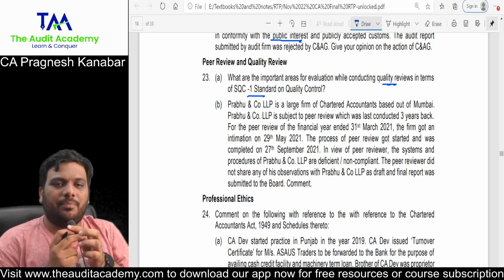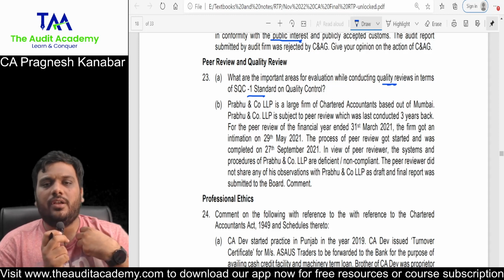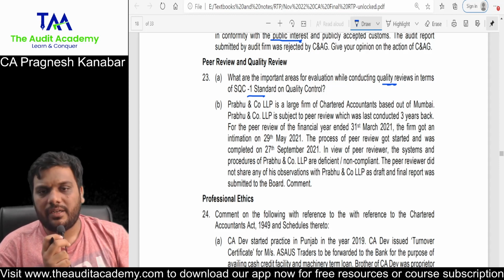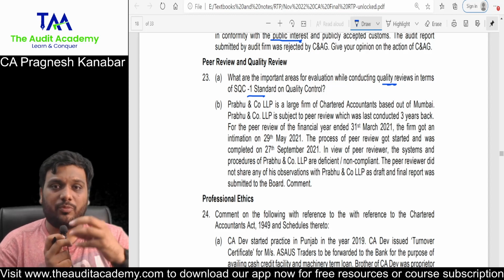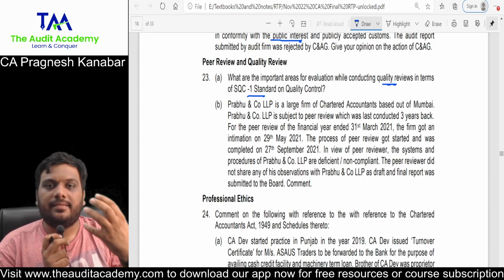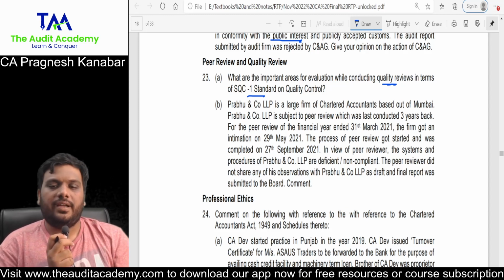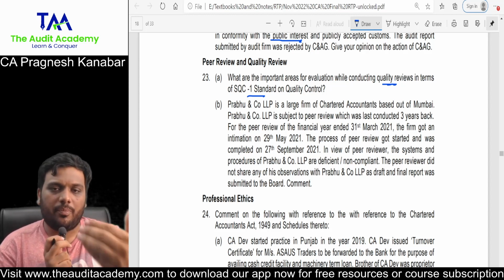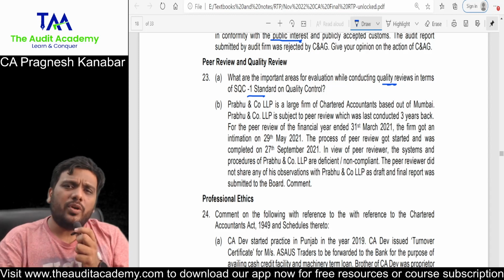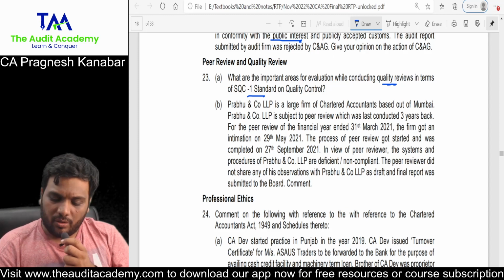23B, when the peer reviewer during the reporting stage has some kind of observations, or if he is not satisfied, then he is supposed to give a draft report, a preliminary report first to the practice unit, and then get the responses from the practice unit, and then give a final report to the peer review board, marking a copy to the practice unit. This whole reporting stage of peer review, which is a very big discussion, has been questioned over here.